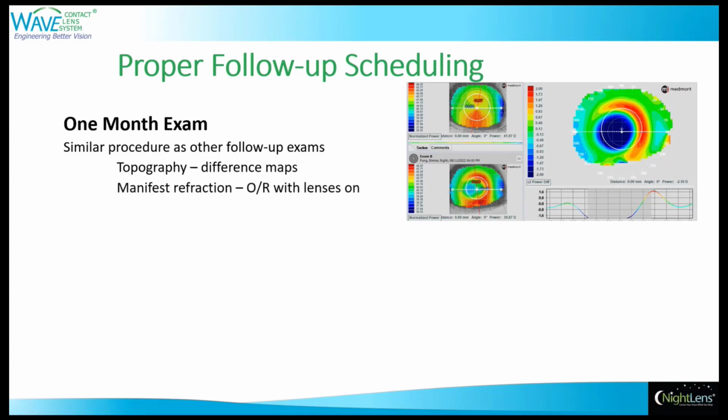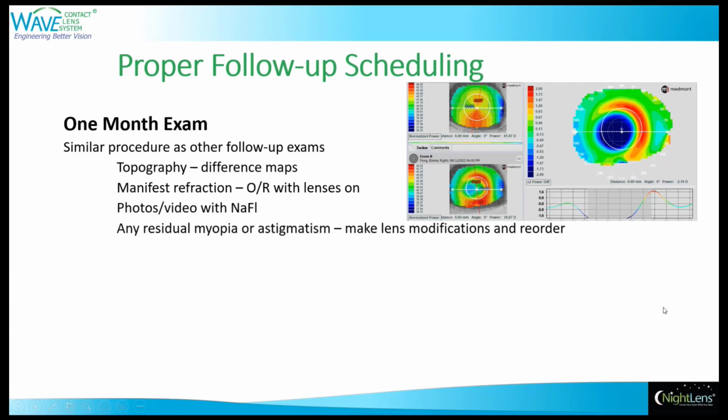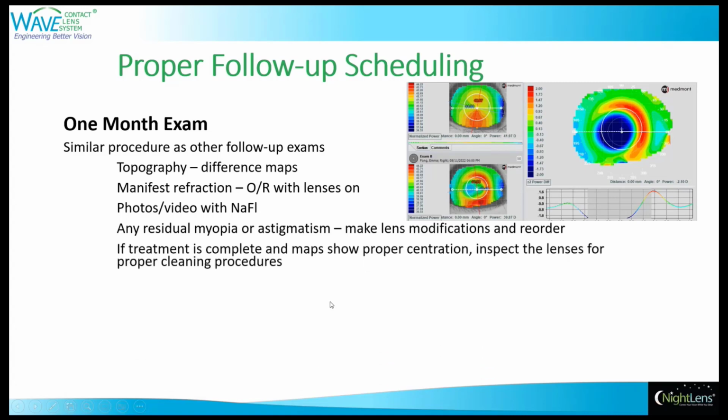Do your manifest refraction with the lenses off, over refraction with the lenses on, photos, video with fluorescein. Now, if there's any residual myopia or astigmatism at this 1 month level, one last modification may be in order. So make those modifications, reorder new lenses.